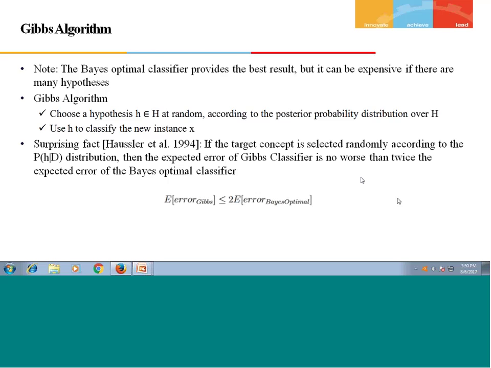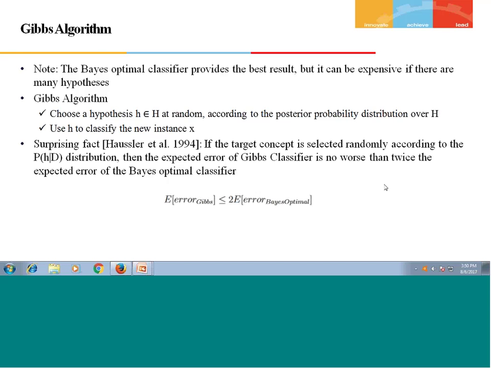So now you have seen that there is an optimal classifier, the Bayesian optimal classification. The Bayesian optimal classification algorithm says: go to every hypothesis and ask what classification they are doing, weight according to their probability, and finally come up with some classification, positive. This is the optimal one.